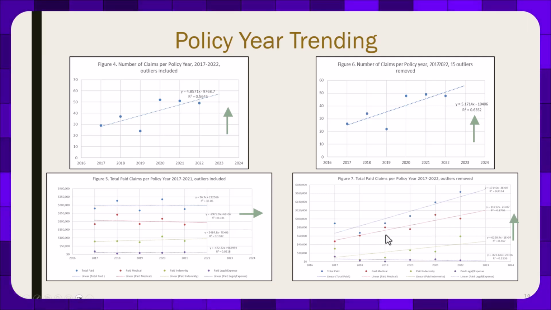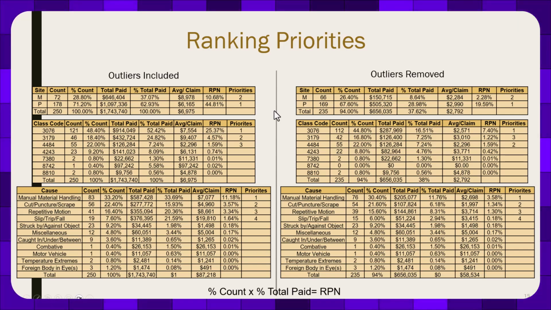As far as whether it's a good forecast for the next year, you see this is the last year included, and they forecasted up to 2023. We'll be forecasting to 2025. Here are outliers included, outliers removed. These are rankings by site and by class code. That's policy class code, by the way, and we'll get into that that week and break it all down. And then by cause, and we'll be looking at the Department of Workforce Development results here and comparing our averages to theirs. And then the risk priority number is percent count multiplied by total paid, and that's how we get our priorities and decide where to cut it off, as far as how many priorities we want to include.